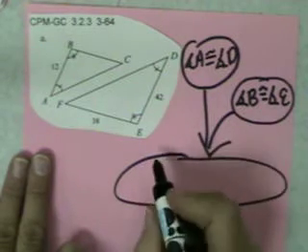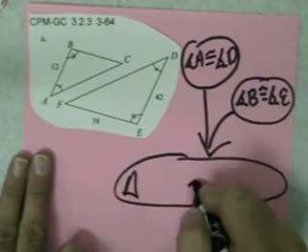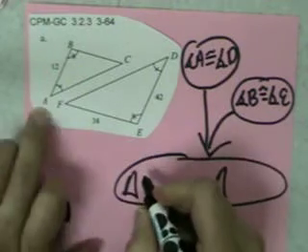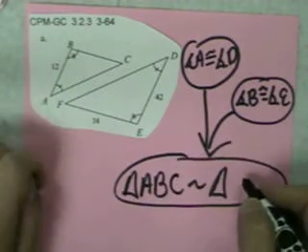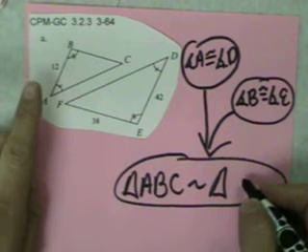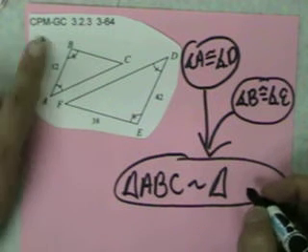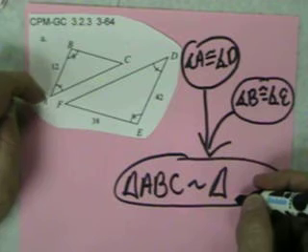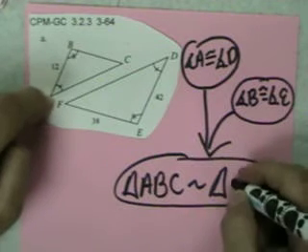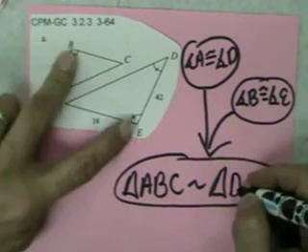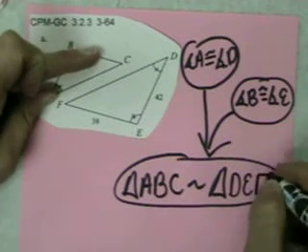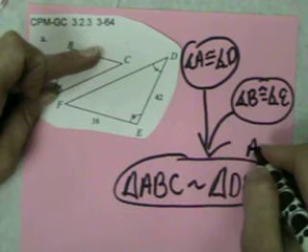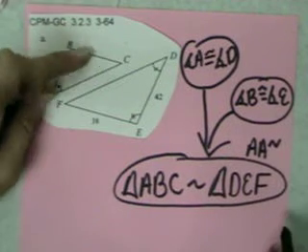And those similar triangles are triangle ABC is similar. I hope I didn't say congruent earlier, but they're similar. A matches up with D, B matches up with E, and C matches up with F. And that is by angle similarity.